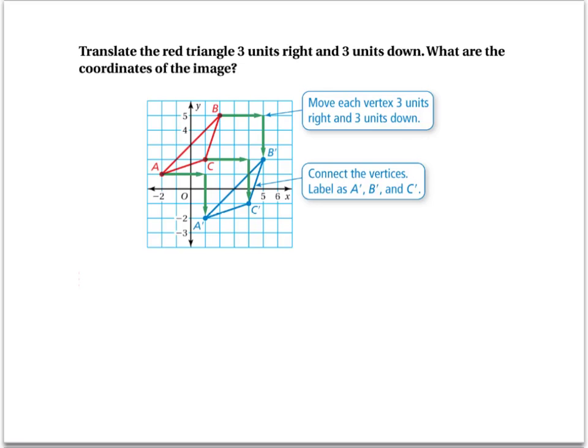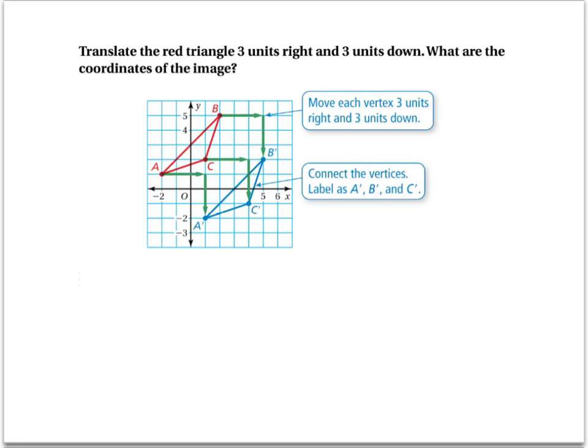You're given a triangle here, ABC, and I've already shown you its translation down here. It tells you how they move, 3 units to the right, 3 units down. So I take A, slide it over, go down, then B, and C. Again, when they have that little dash by it, it's called A prime, B prime, and C prime. That's the image that you have translated by moving it and shifting it over.